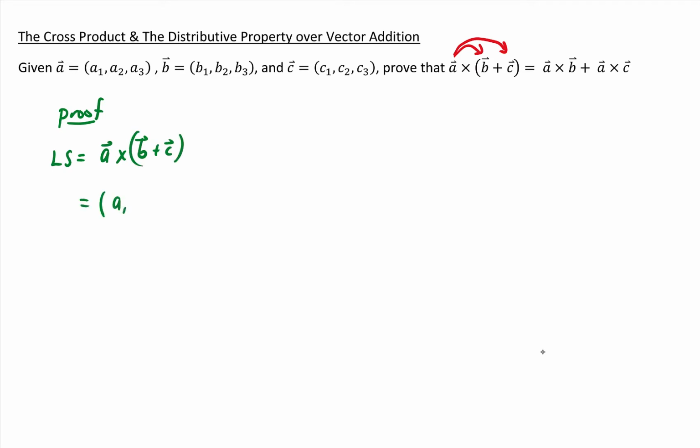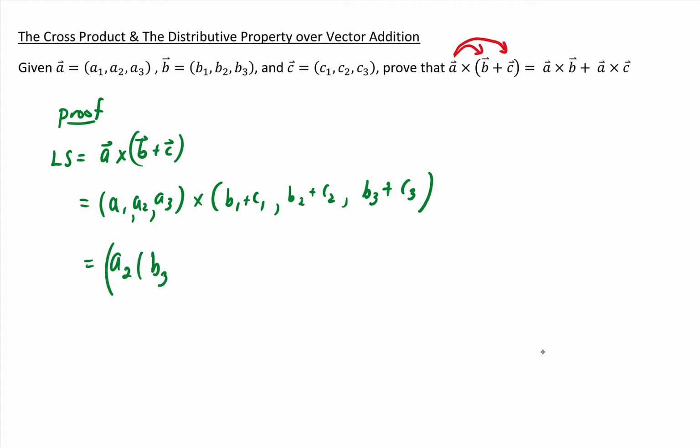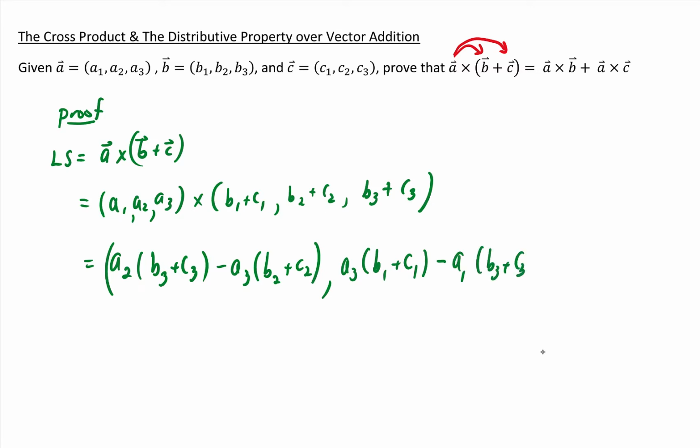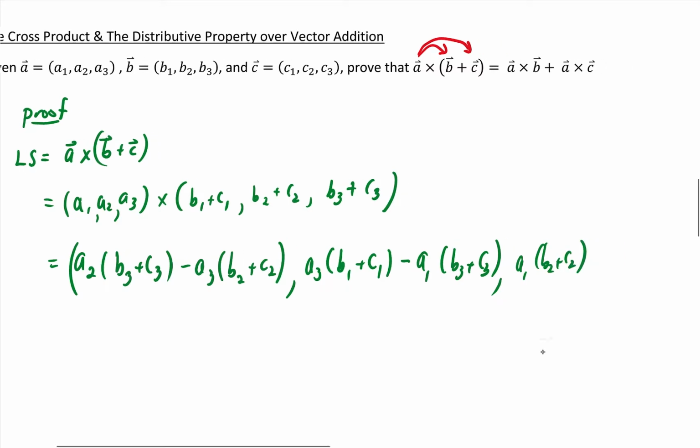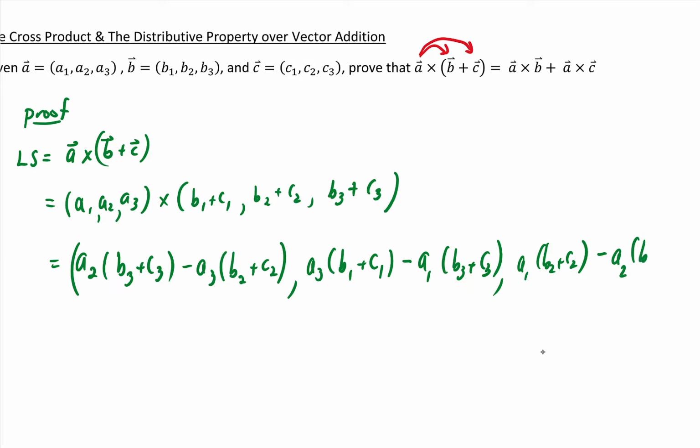Alright, so we already know vector A is [A1, A2, A3]. And we're going to cross with B plus C. So B plus C would have the components B1 plus C1, B2 plus C2, and B3 plus C3. Using the formula for the cross product, I'm going to end up with A2 times (B3 plus C3) minus A3 times (B2 plus C2). That's the X component. The Y component will be A3 (B1 plus C1) minus A1 (B3 plus C3). And finally, the Z component will be A1 (B2 plus C2) minus A2 (B1 plus C1). So there is our Z component.